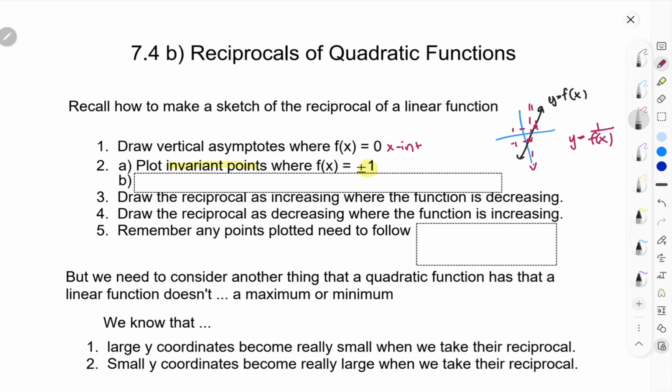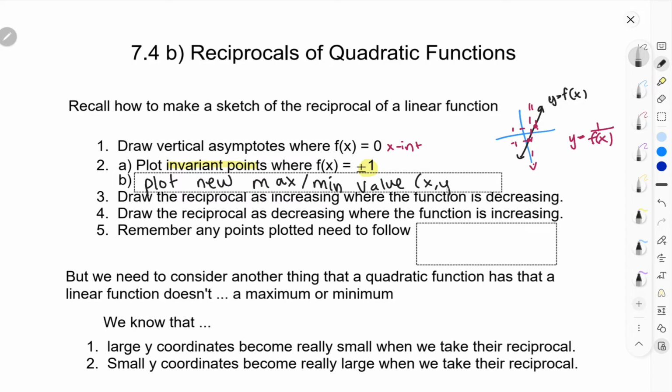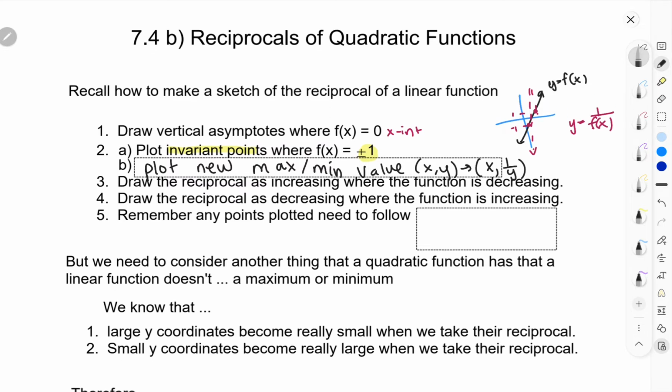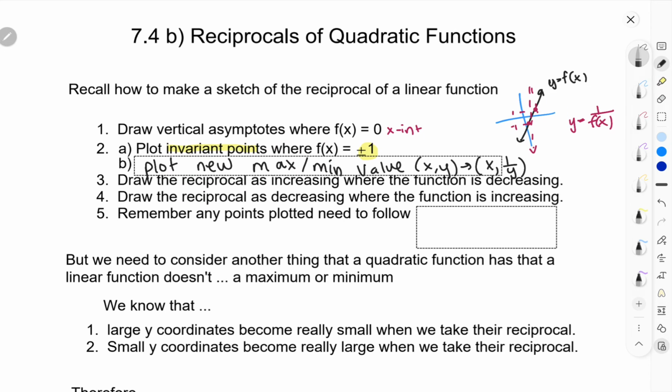With quadratics, we're going to add in a new step here. Because quadratic functions have a maximum or minimum value, I need to make sure I plot the new max or minimum value. Remember, it's that transformation (x, y) turns into (x, 1 over y). So that's going to be a key point that I make sure of. I have to pay attention to my vertex on these quadratic functions. Then I kind of go along with those trends.